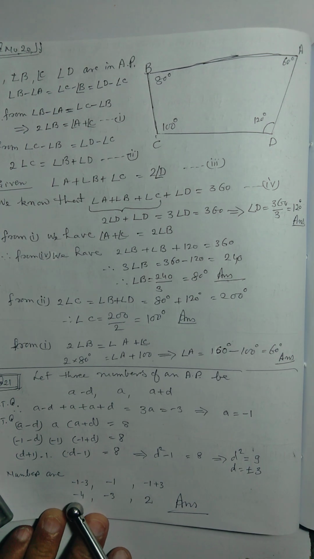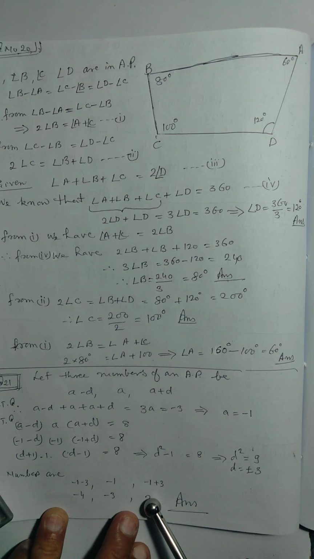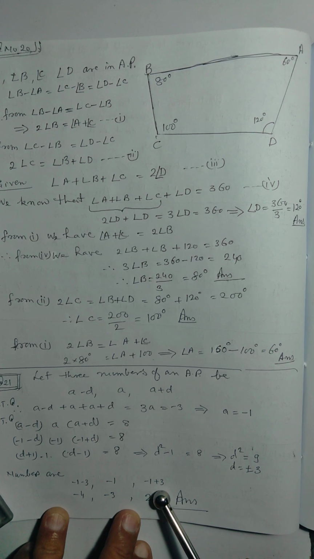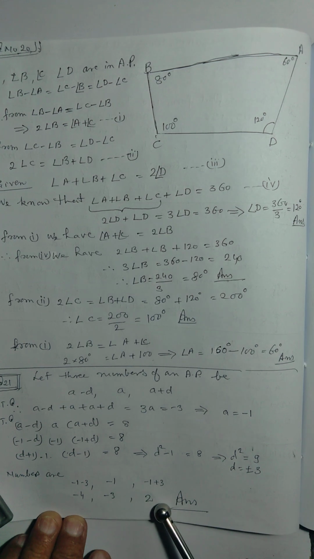The numbers are minus 1 minus 3, minus 1, and minus 1 plus 3. So solve it, you will get minus 4, minus 1, 2.